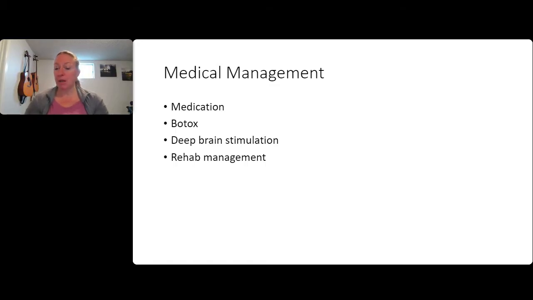And DBS can be used for a whole host of diagnoses. It works best for tremor. And so it also works really well for tremor-dominant Parkinson's, if that's what someone has. But we can also use it in different things like dystonia as management, and OCD or obsessive compulsive disorders and some other things. And that would be a surgery. So obviously there's a fair amount of risk, but for the right person, and if it's the right time in their diagnosis, that it's not too early or too late in the window, it can be a really effective treatment.